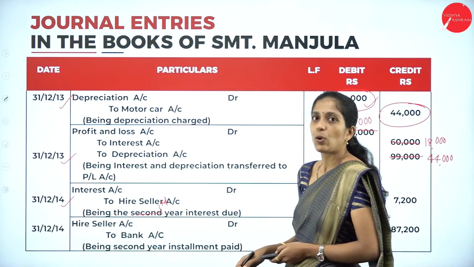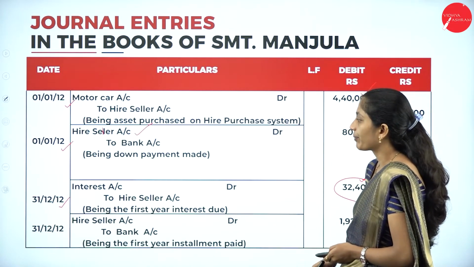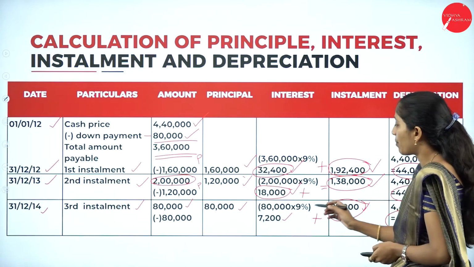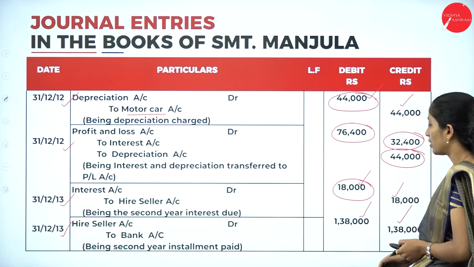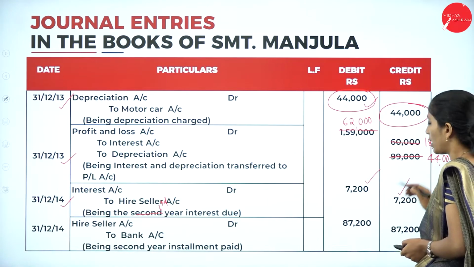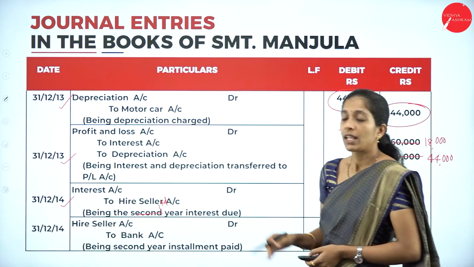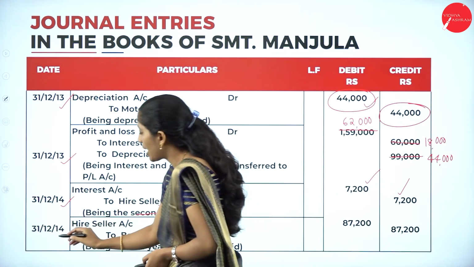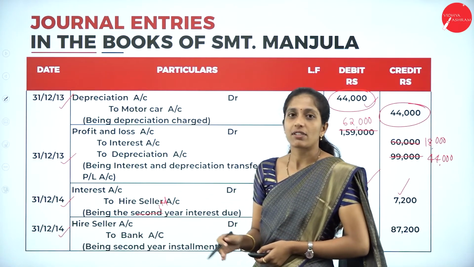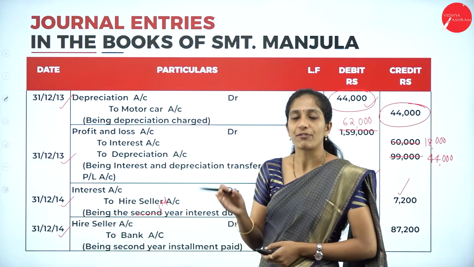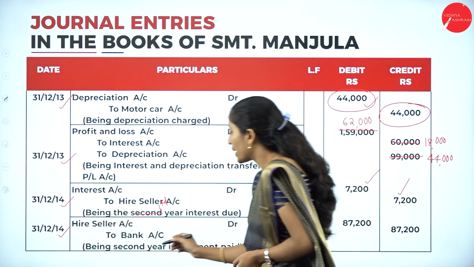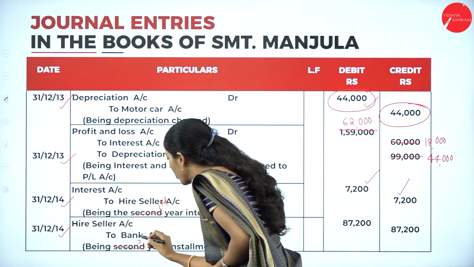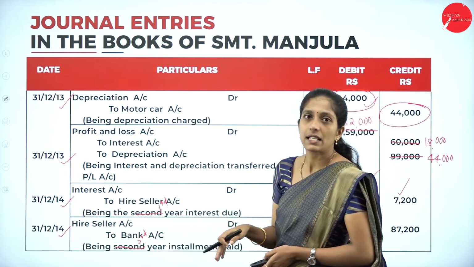Now, let us see what is the interest in the third year. So, third year interest is how much? That is 7,200. Transfer this amount. That is 7,200. That is for interest due. Next entry is for what? Installment paid. So, what is the entry? For whom we are paying the installment? For hire seller. So, hire seller account debit to bank account being third year installment paid.